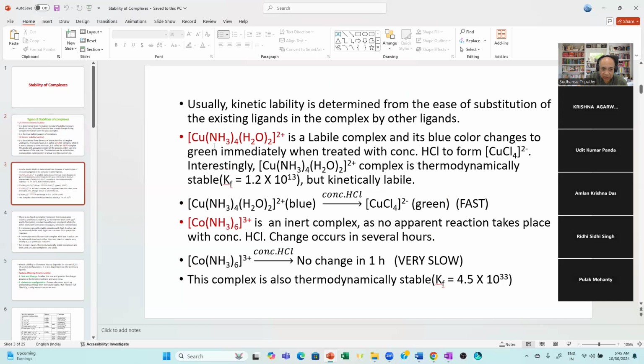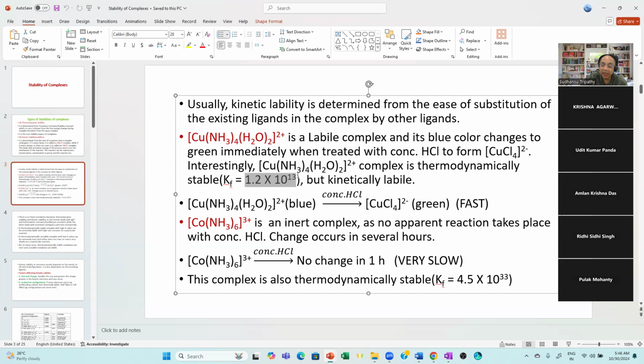I was telling you this complex is tetraaqua tetraamine copper 2 complex. It has a high formation constant, 1.2 into 10 to the 13, high formation constant. So thermodynamically, it is highly stable, but it is an extremely labile complex. Its blue color immediately changes to green when you add a little bit of conc HCl. So all these ligands are substituted by chlorido, and it forms a green tetrachlorido cuprate 2 complex.